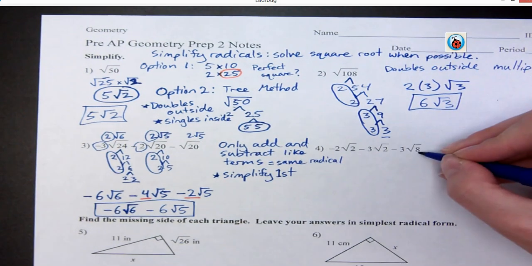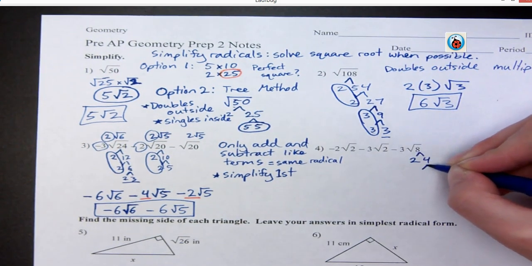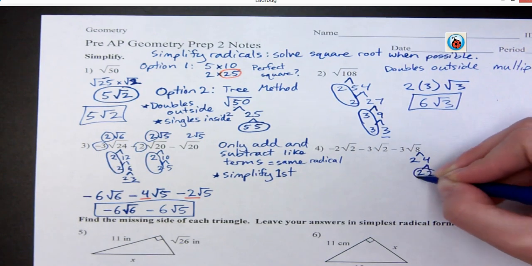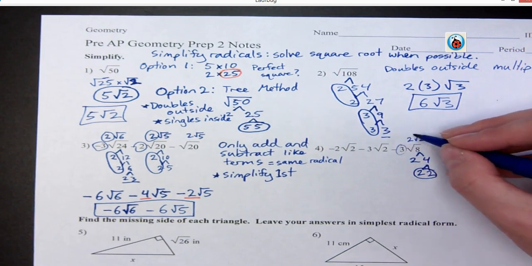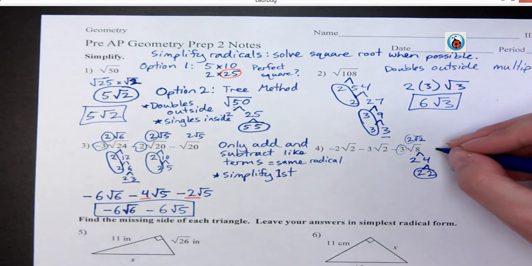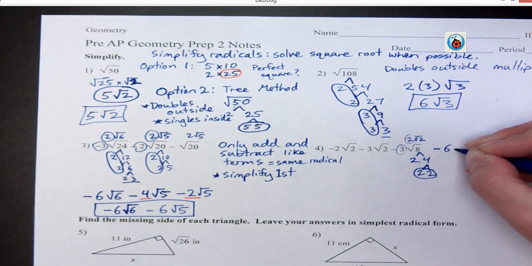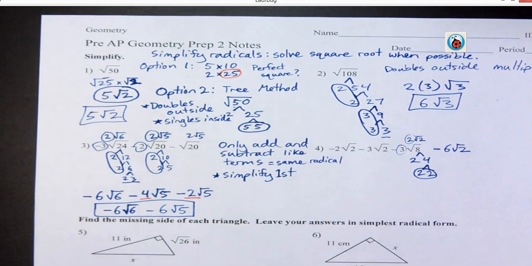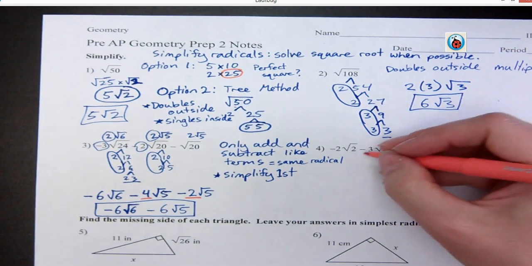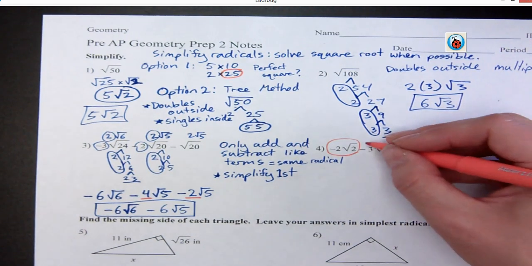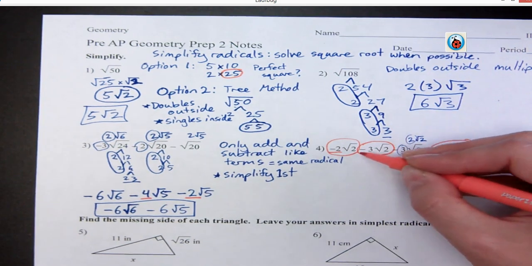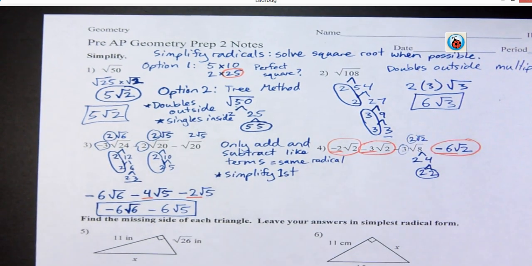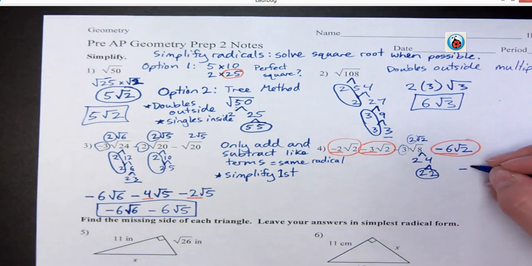Alright, this one. 2 of these are already a 2. That's as small as I can go. Let's see if this one's going to match. 2 and 4. 4 is that perfect square, 2 and 2. So this also becomes 2 root 2. Which I have to multiply by that 3, so it becomes 6 root 2. So now I have 3 like terms, negative 2 root 2, negative 3 root 2, negative 6 root 2. I just add up all those beginning numbers to give me negative 11 root 2.